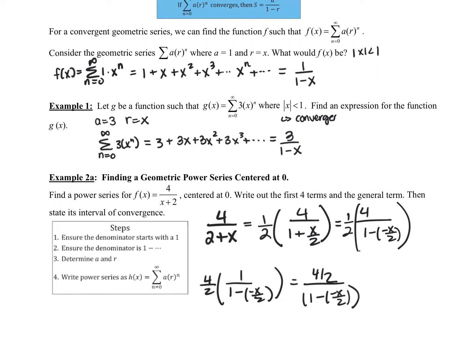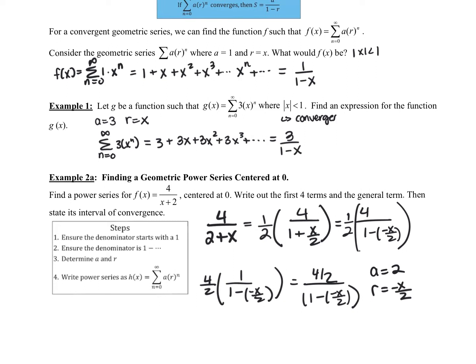So in this form now, you can tell me what A and R are. What is A going to be? 2. 4 divided by 2 is 2. And what's R going to be? Negative x over 2, right? Because you have A over 1 minus R, right? So this is a geometric series. We can write this as a geometric series when A is 2 and R is negative x over 2. Any questions about how we just got it into that form? Just some algebra manipulation.